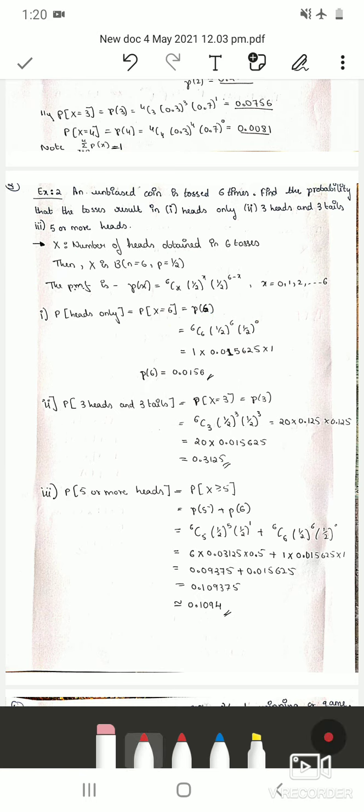So in your calculator, what you can do is first find out 1 by 2, which is 0.5. So multiply 0.5 6 times, and 6C6 is 1. So 1 into 0.015625 into 1. Therefore we got the probability of getting heads only when you toss a coin 6 times is 0.0156. So this question is solved. Let us see the next question.